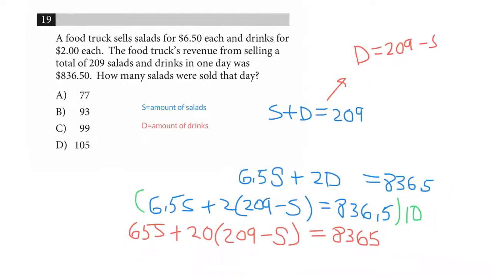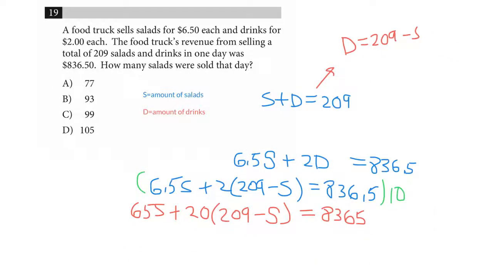Okay. And taking it from there, it's going to be 65S. I'll do it in yellow, just to make it not look like a 5. And then distributing 20 into that is going to give me 4180, and that's going to be minus 20S. We'll leave the S in yellow. And that equals 8365.